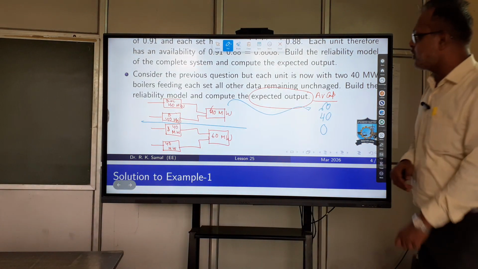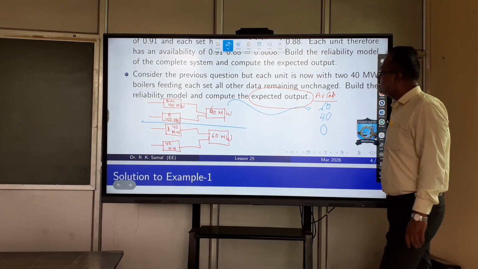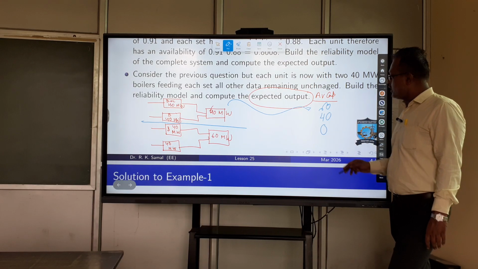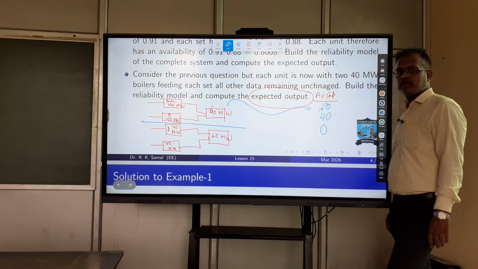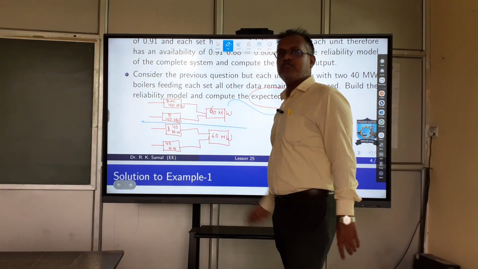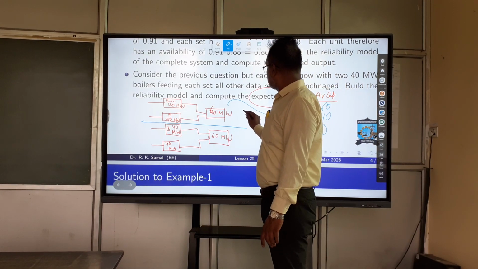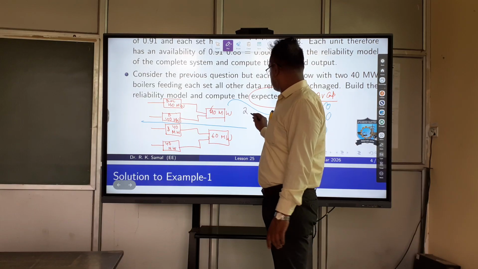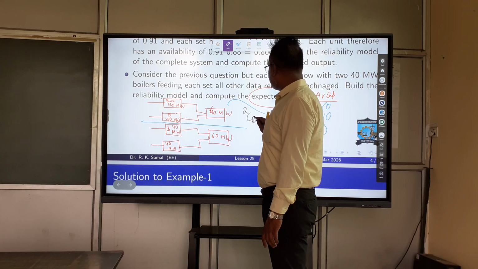Got it? We are considering only this unit, a single unit. For the single unit, the available capacities can be 60 megawatt, 40 megawatt, 0 megawatt. Now, under what condition is the output 60 megawatt? Both the boilers are on as well as this generator is on. So you will say two boilers are both on.